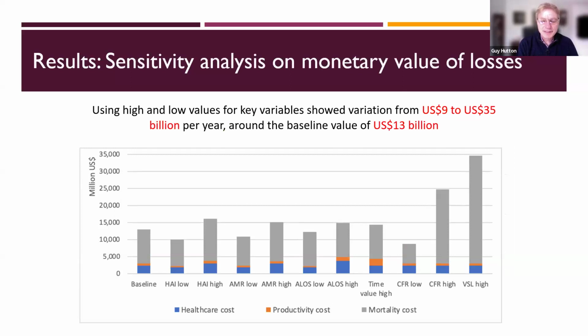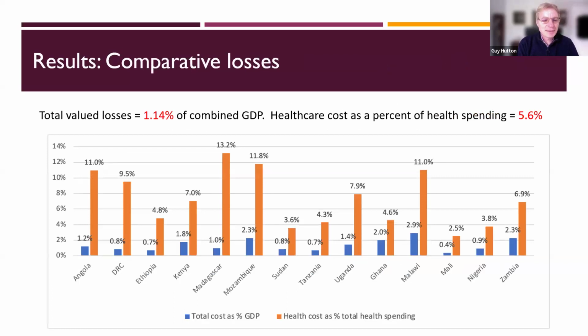Sensitivity analysis was conducted to see which variables had the biggest impact according to the ranges we used. And the mortality impacts particularly had a large difference when we used different values. So next slide, please. In terms of the cost as a percentage of GDP, that's in the blue bars, up to 2.9% in Malawi. Wow. And for healthcare costs, as a percentage of total health spending, it was from a small lowest amount in Mali up to 13% in Madagascar.